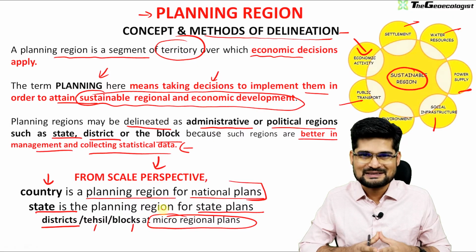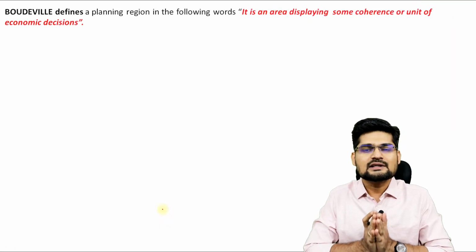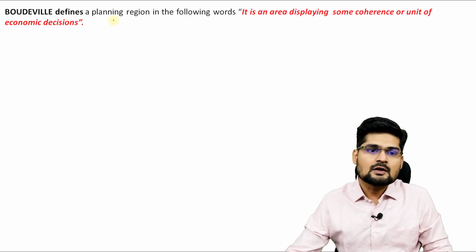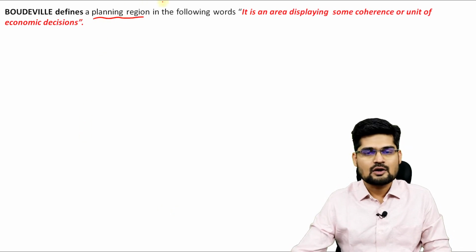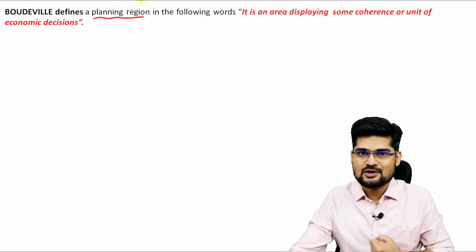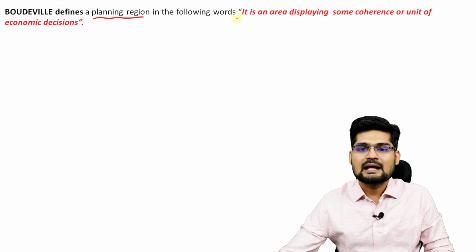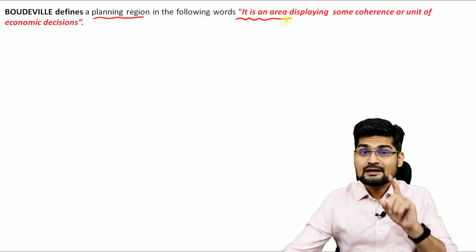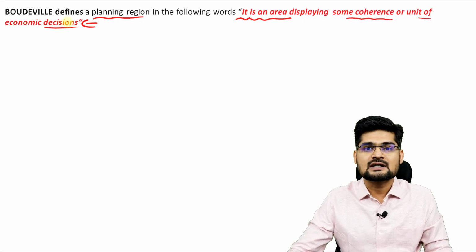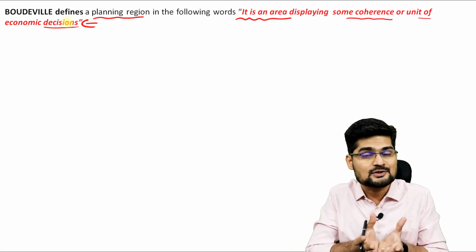That's important to understand. Then further, look into the definitions given by some scholars. For example, Woodville. Now remember, Woodville is a planner and a scholar, and also we have learned about Woodville in the models and theories in human geography. So he talks about planning region as an area displaying some coherence or unit of economic decisions. So again comes the word economic decisions, right?